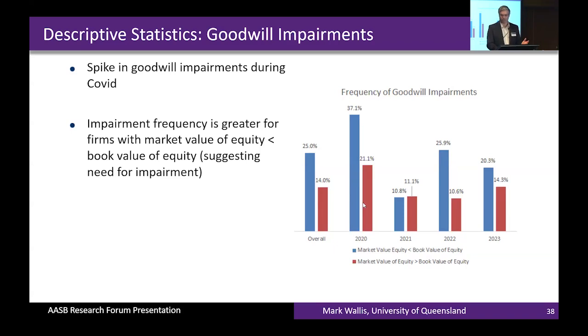You can see the typical frequency of impairments is about 25% for the firms that look like they need an impairment. You can see that the firms where we would expect an impairment to be more likely, the blue bars, they are more likely to take impairments. And you can also see that there was a big spike in impairments during COVID, which I guess you might expect. Don't know, depends on what you think.